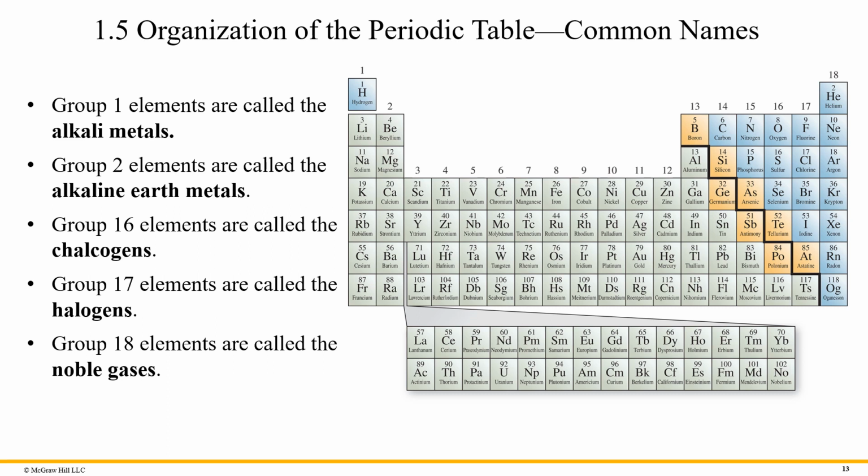And as you go down the group, the reactivity becomes larger and larger. So these are some of the characteristics that the elements have chemically, and that's partly why they're grouped together. And we will talk more about these as time goes on and as we build on our knowledge.